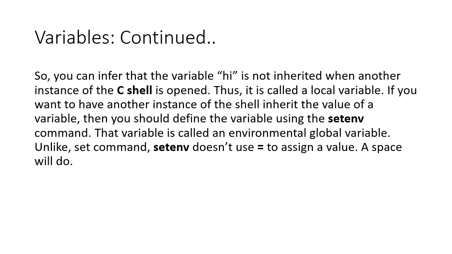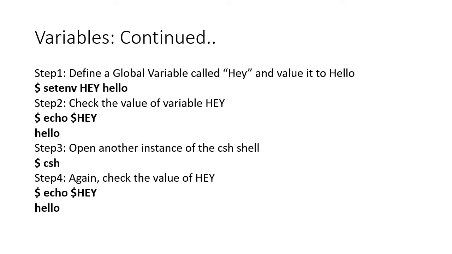Unlike the set command, setenv does not use the equal to operator to assign a value. A space will do. For example, here you define an environmental variable called hey, and you assign it a value called hello, and then you check the value of the hey variable and you see that you get an output hello. Then let us open another child shell using the CSH command. As you can see, the child shell has inherited the value of the variable from the parent shell.